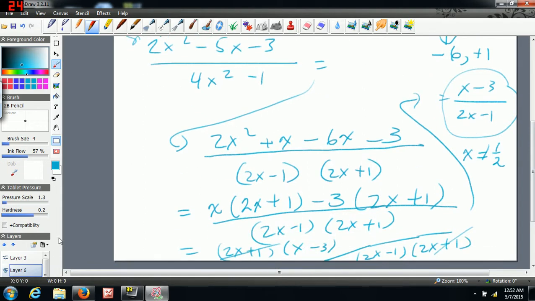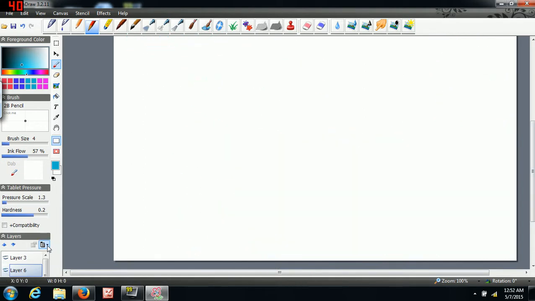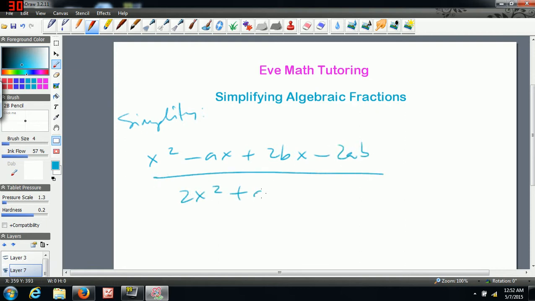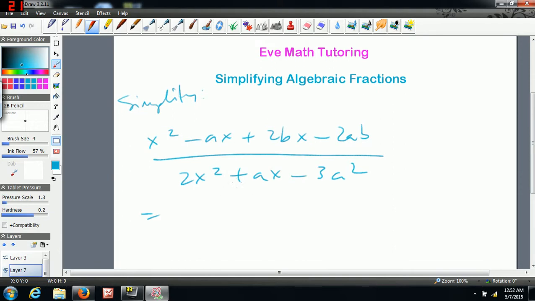So let's try another example here. You're asked to simplify something like x squared minus ax plus 2bx minus 2ab all over 2x squared plus ax minus 3a squared. For this, again, I think of what I can factor from the top. I can take out an x from the first two, and I'm left with x minus a. And over here I can take out a 2b, and I'm left with x minus a again.